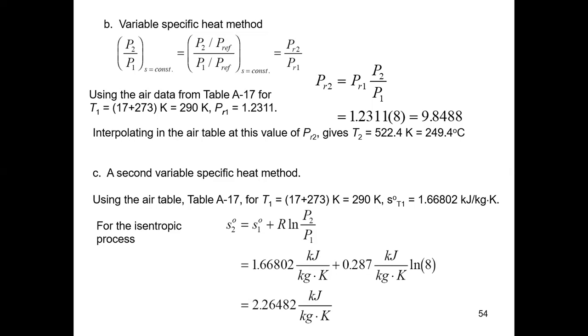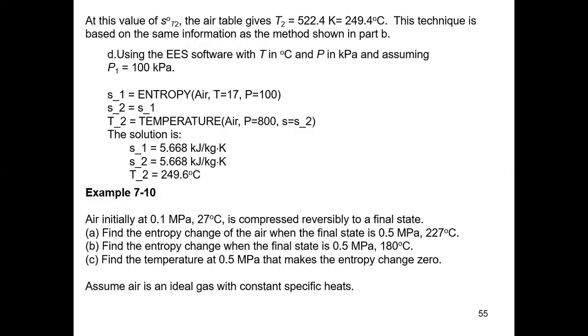Okay, second variable specific heat method. So we have T1 is this, and then we look at the air temperature to get the entropy at T1. And for isentropic process, S20 is equal to S10 plus R times natural logarithm of P2 divided by P1. Okay, substitute the values, and get S20 as 2.26482 kilojoule per kilogram Kelvin. Okay. And EES is the software, so we are not going to cover it.